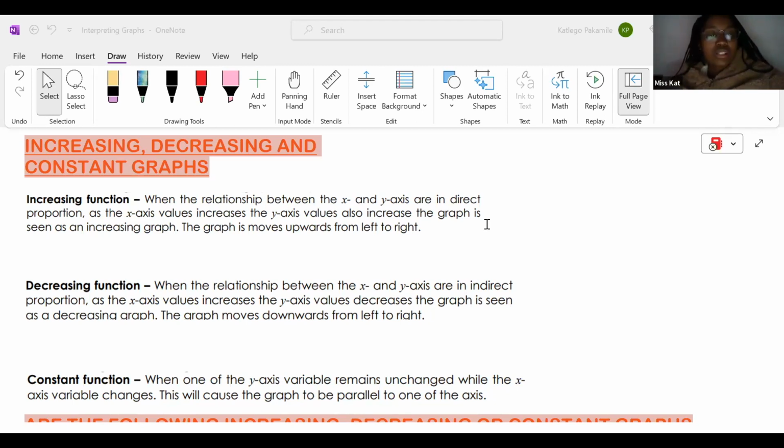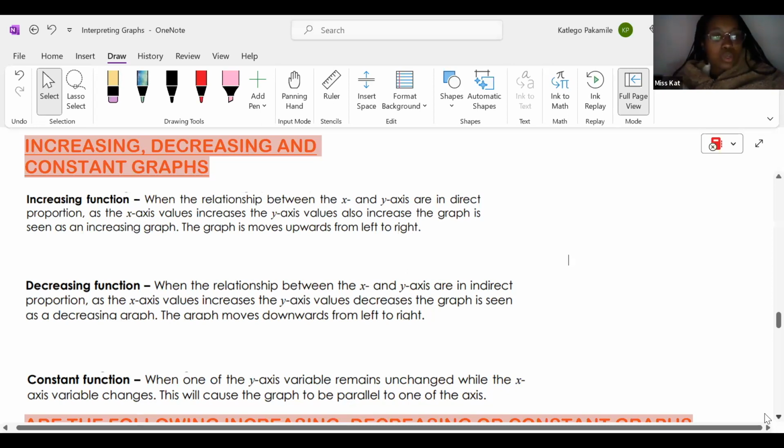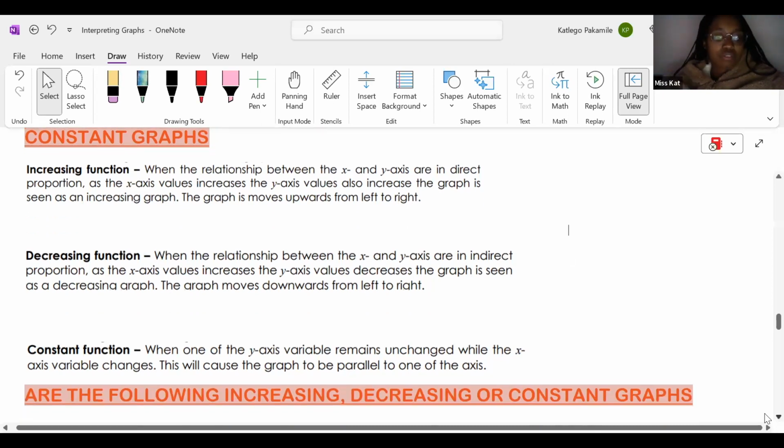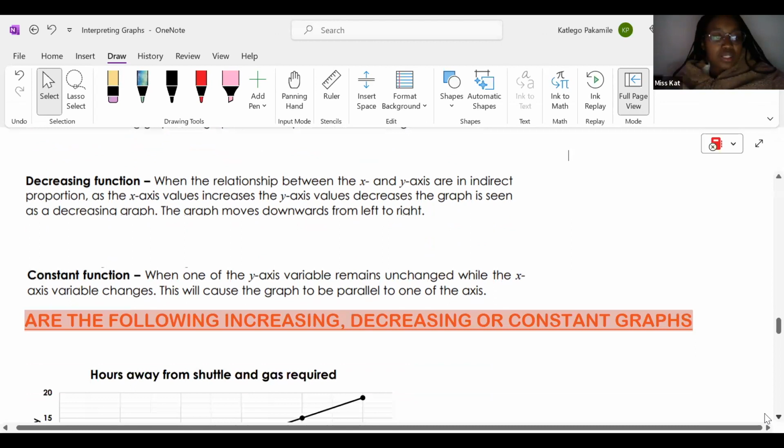And then you have a constant where one of your values remains the same. It's either the x value or the y value. In that case, you will have a straight line graph. So it'll go either horizontally straight or vertically straight. Those are constant functions, okay? So let's work on distinguishing between increasing, decreasing, and constant functions.